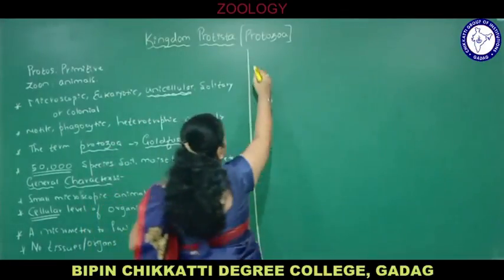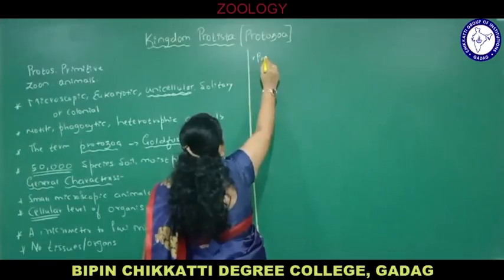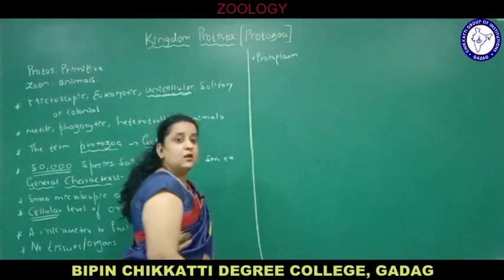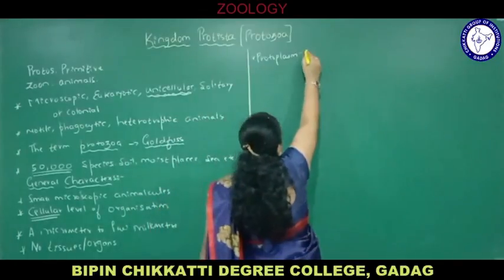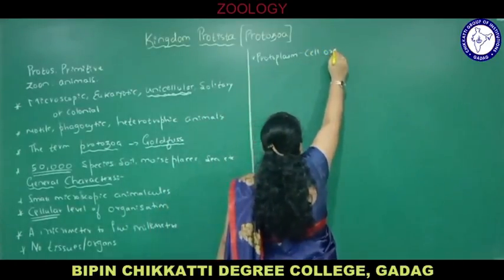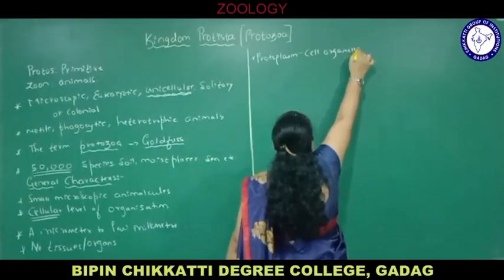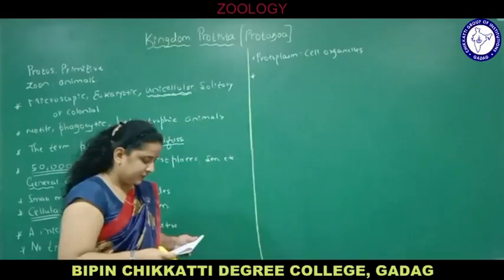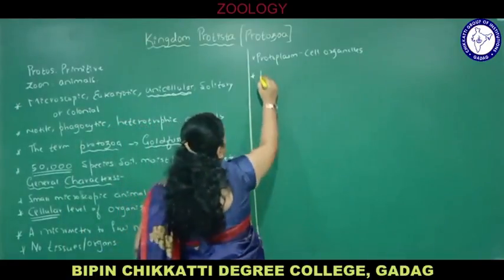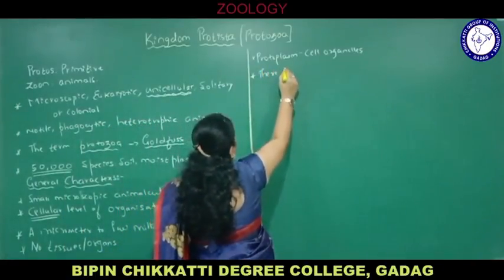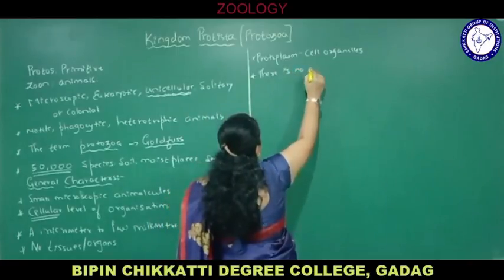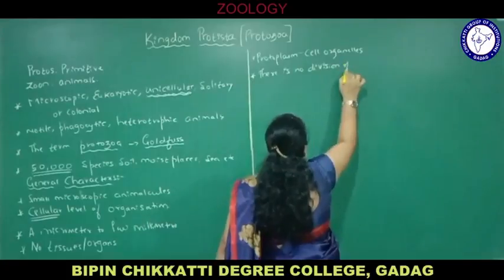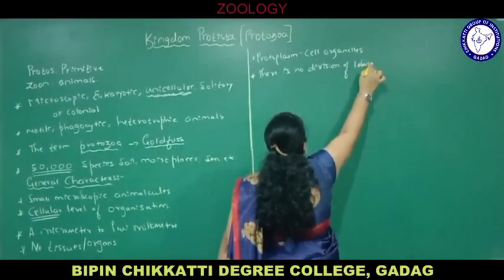Next, the protoplasm. By protoplasm only the cell organelles are formed. Next, there is no division of labor. This is the most important point.